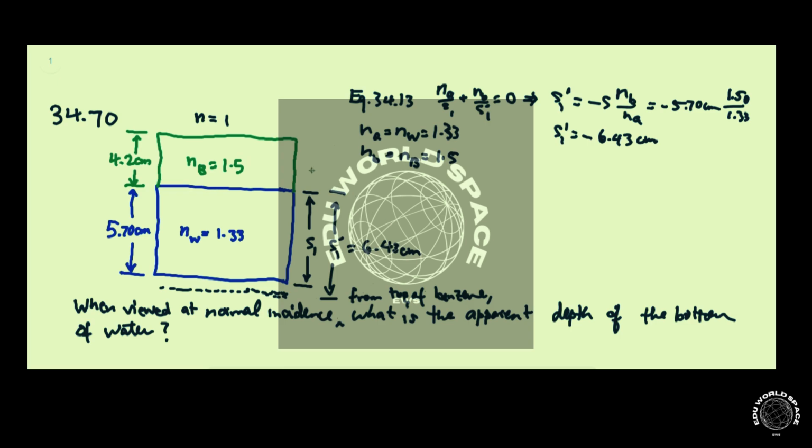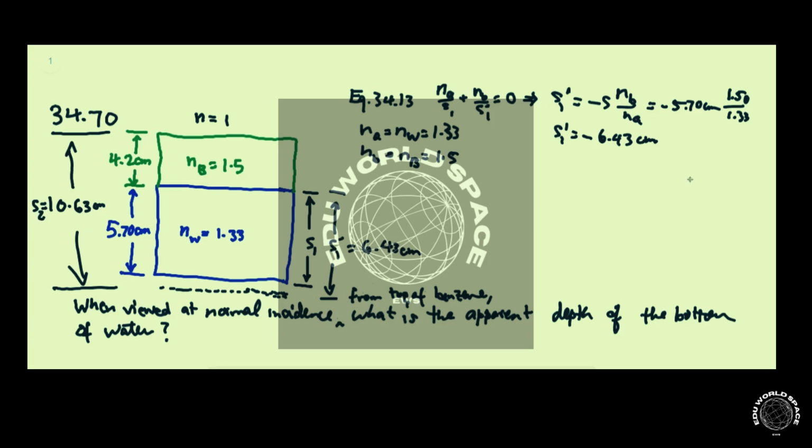And now we want to find the apparent depth when we're viewing from the top. So our new object distance is from the top of the benzene layer to the apparent depth here. So that's 4.2 centimeters plus S1 prime, which is 6.43, and that gives me 10.63 centimeters. So let's call this S2.